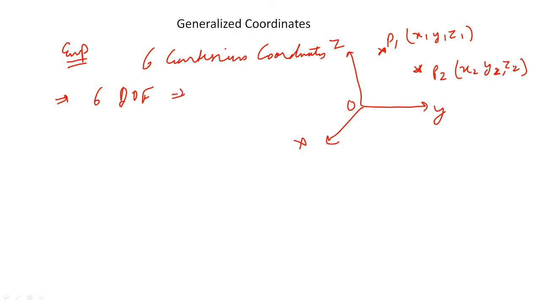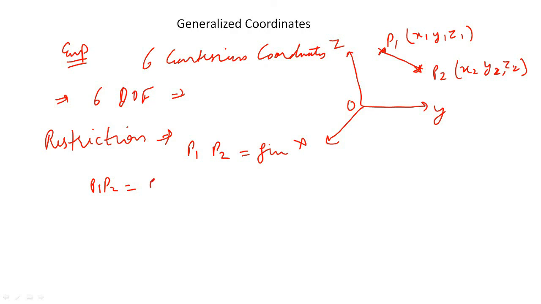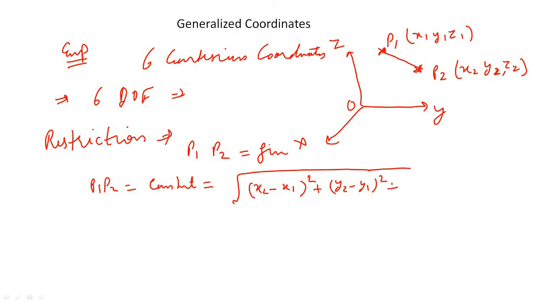Right, now if I put a restriction here, that the distance between P1 and P2 is fixed, then we can take it as a constant, and it will produce a constraint equation of the form (x2 minus x1) whole square plus (y2 minus y1) whole square plus (z2 minus z1) whole square equals a constant.